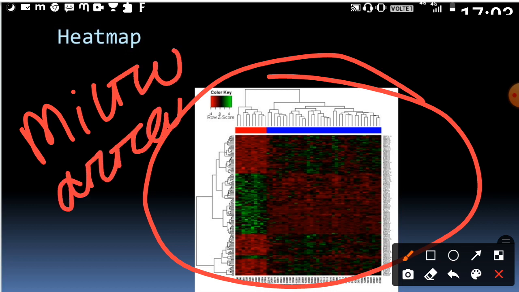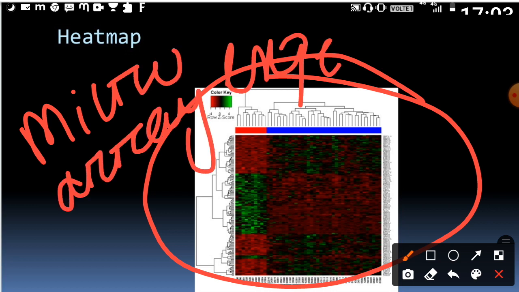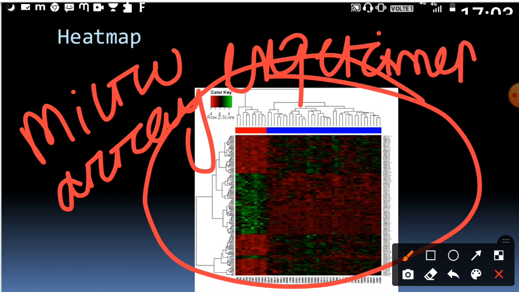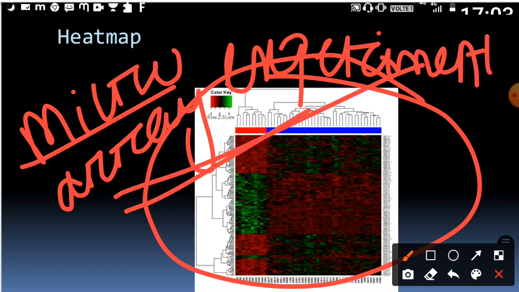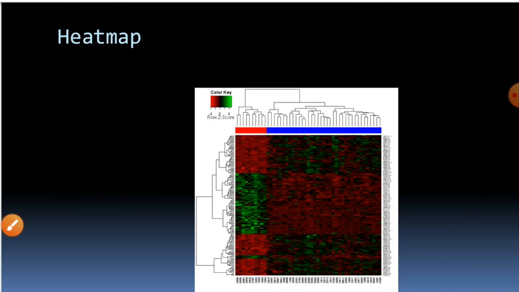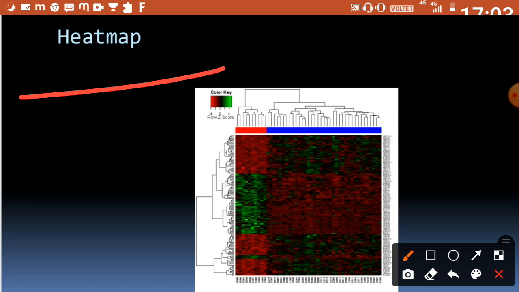You can Google what a microarray experiment is. And the same heat maps can't be plotted on pen and paper, right? In order to plot heat maps, we have to take the help of different kinds of software and the computer.